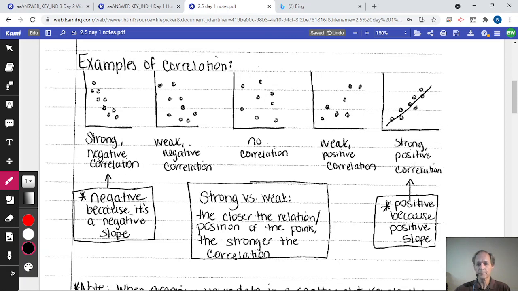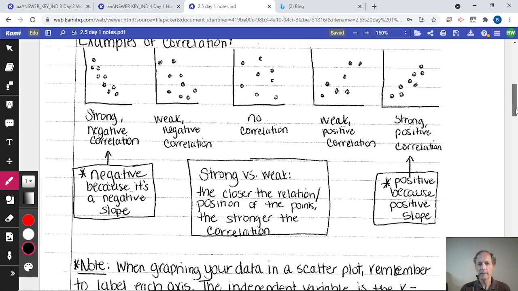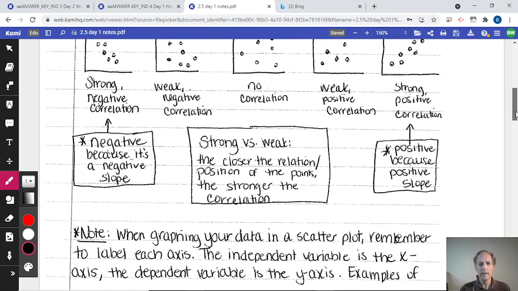So the strength of the correlation has to do with how close the points are to the line. Positive or negative has to do with the slope of the line. Okay? And that's what you have down here in the notes. Okay, let's see what else we have.